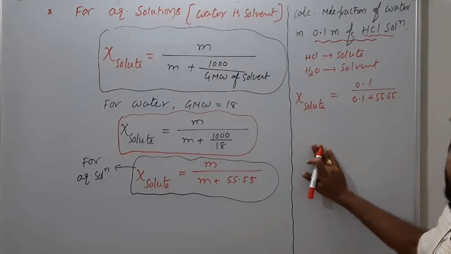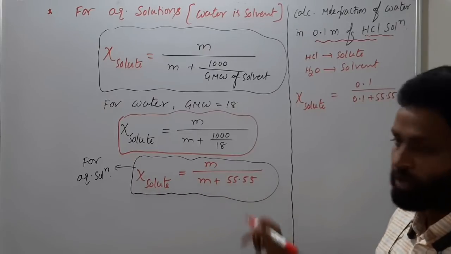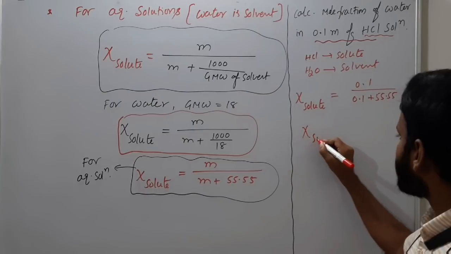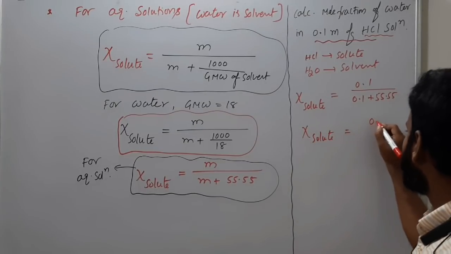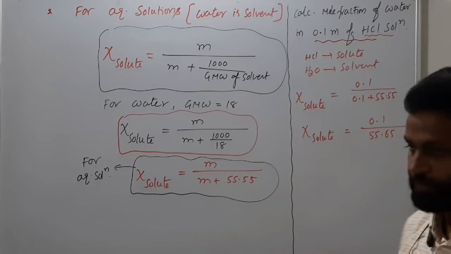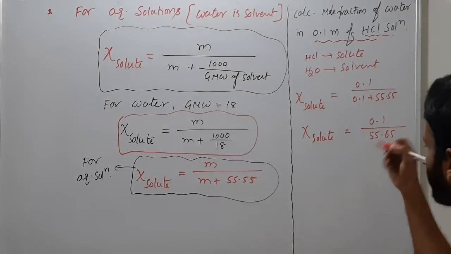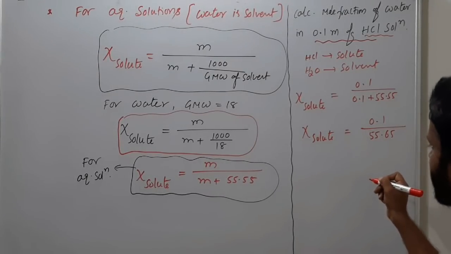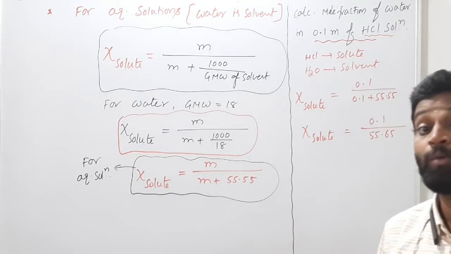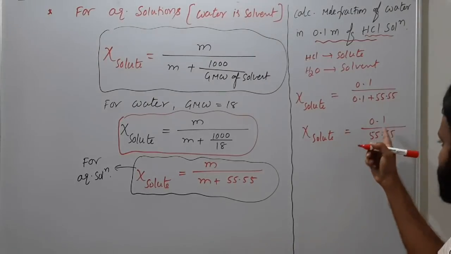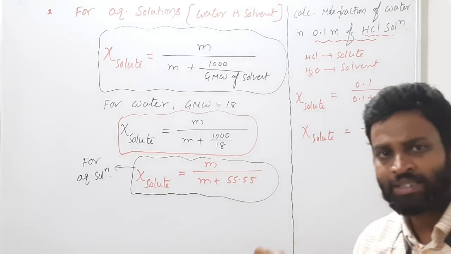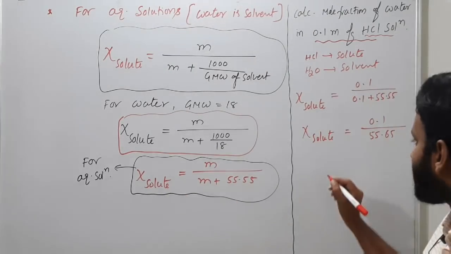But this is not our final answer. You have the formula for mole fraction of solute, but if you simplify this, you will have 0.1 by 55.65. So the mole fraction of solute will be 0.0 something, then 100 by 55.5, so 0.019 something is the mole fraction of solute.